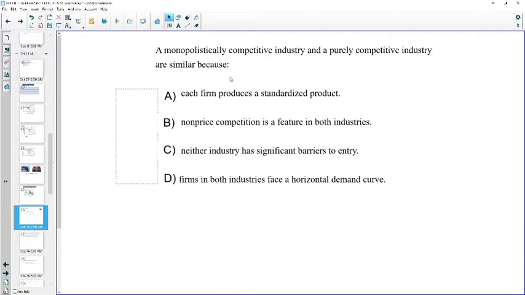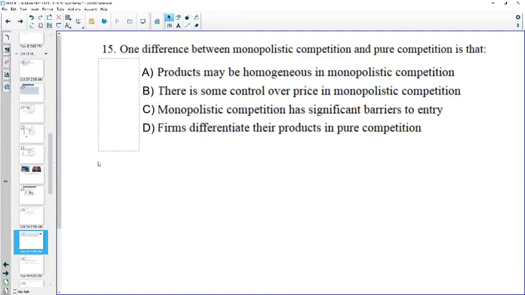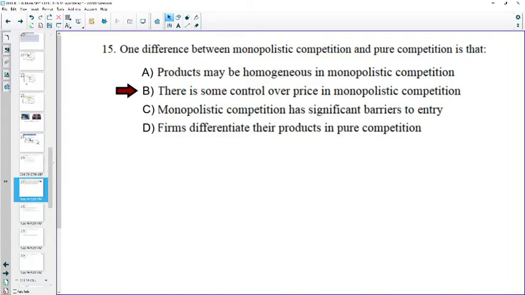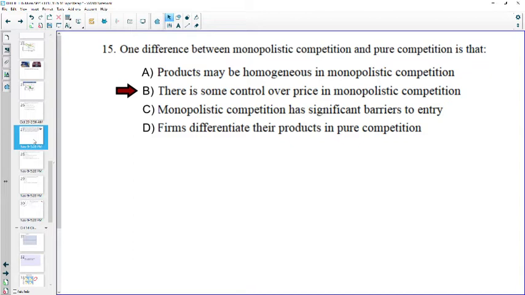A monopolistic competitive industry and a purely competitive industry are similar because neither industry has significant barriers to entry. One difference between monopolistic competition and pure competition: there is some control over price in monopolistic competition. Chili's and Fridays charge different prices for their ribs. One of the examples I made in class is we all have a certain preference for different French fries. Some people like McDonald's French fries, some like Burger King French fries, people like Wendy's. And they charge slightly different prices for the fries.